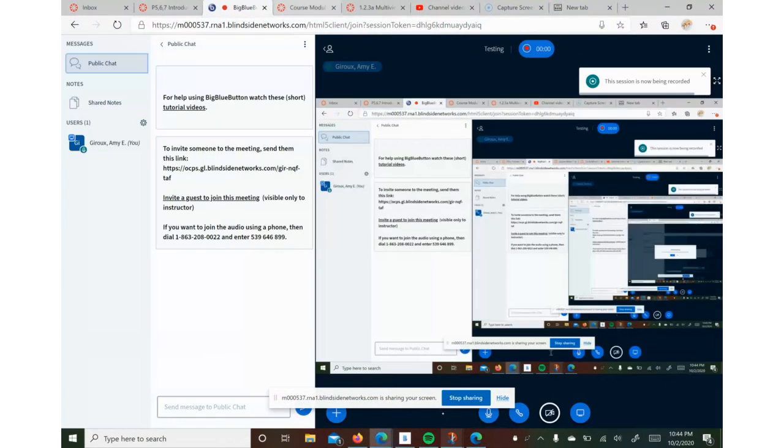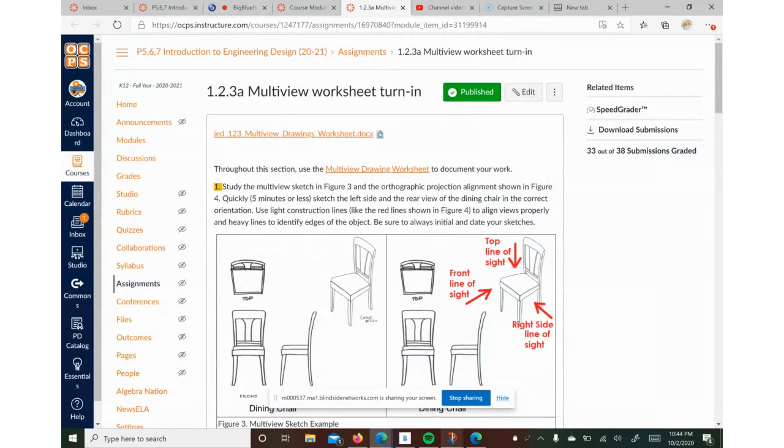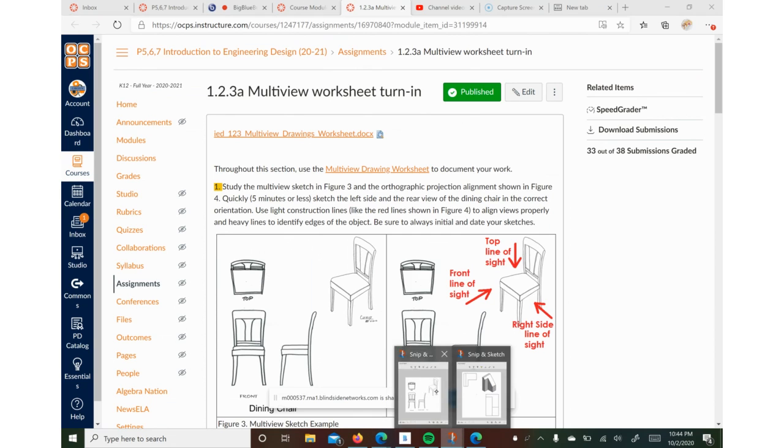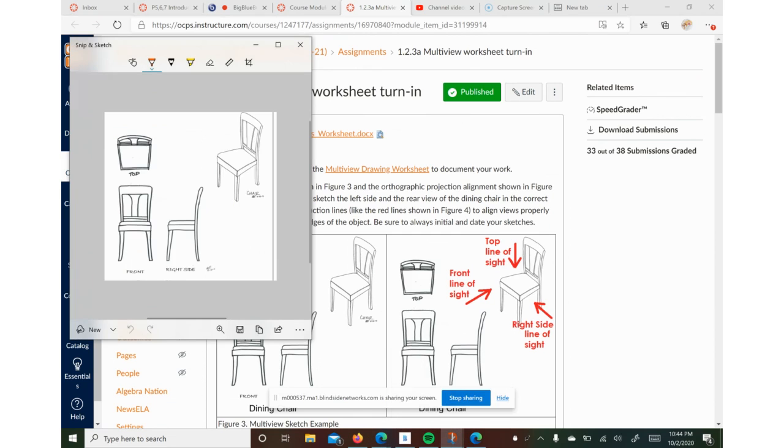All right, for 1, 2, 3. Okay, we have 1, 2, 3 Multiview. There's a worksheet that goes along with it, and that is the part we were talking about today. All right, so the first part of the worksheet says we are studying the figure shown right in here.